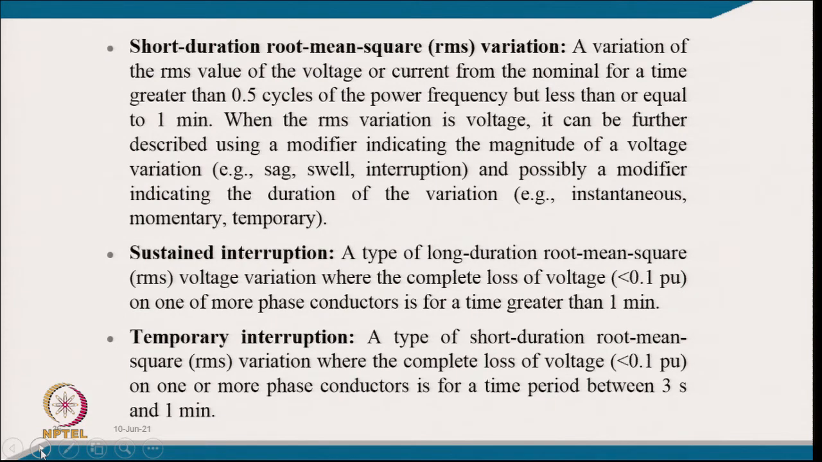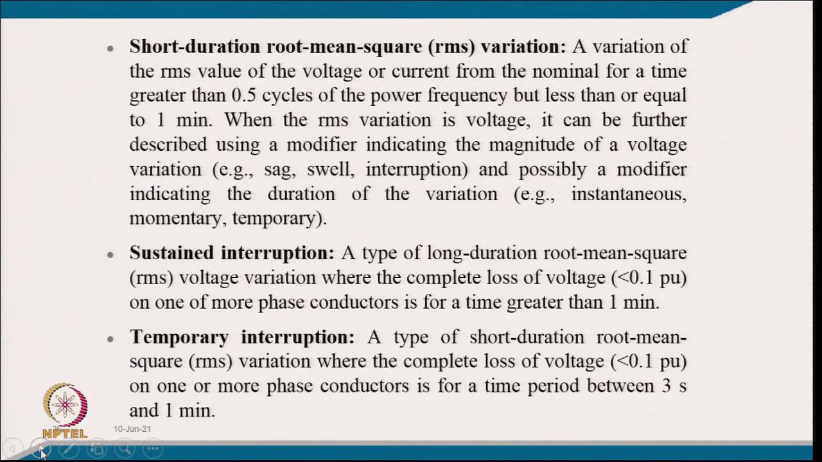So, when the RMS variation in voltage is further described, we use a modifier indicating the magnitude of the voltage variation, like sag, swell, interruption, and possibly a modifier indicating the duration, like instantaneous, momentary and temporary. So in those we use this terminology. And sustained interruption is a type of long duration RMS voltage variation where the complete loss of voltage, less than 0.1 per unit on one or more phase conductors, is for greater than 1 minute.